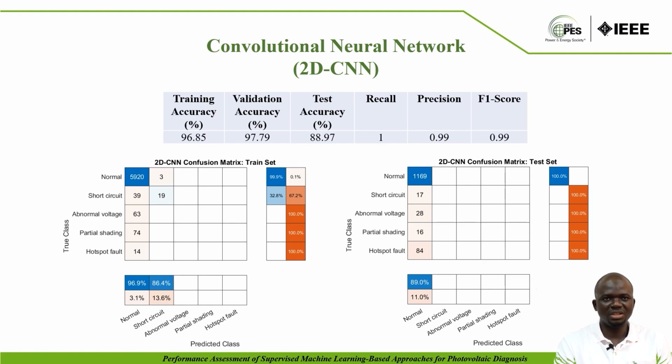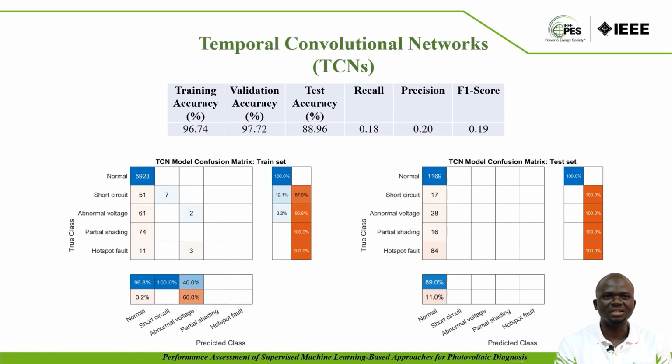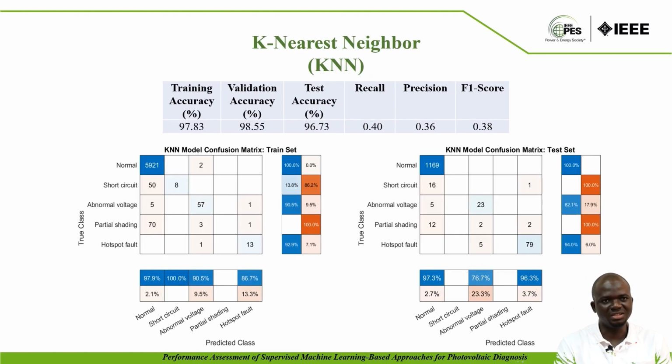The 2D convolutional neural network, CNN 2D, also performed quite well, achieving a test accuracy of 88.97%, and the confusion matrix shows how it struggled in correctly classifying the anomalies in the data sets. So the TCN also shows quite a good result, having a test accuracy of 88.96%, while the confusion matrix shows that it misclassified a lot of the anomalies in the data sets.